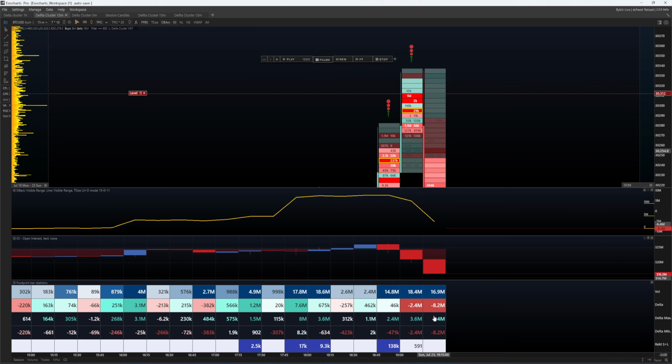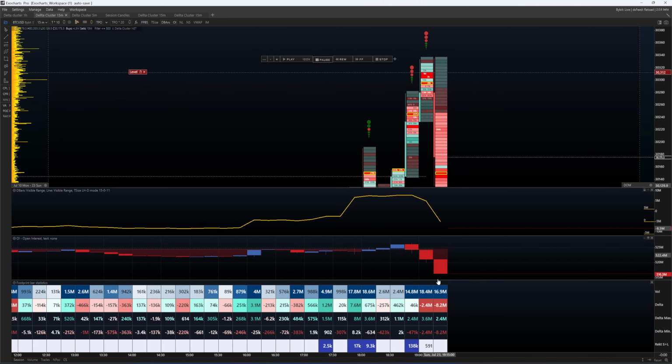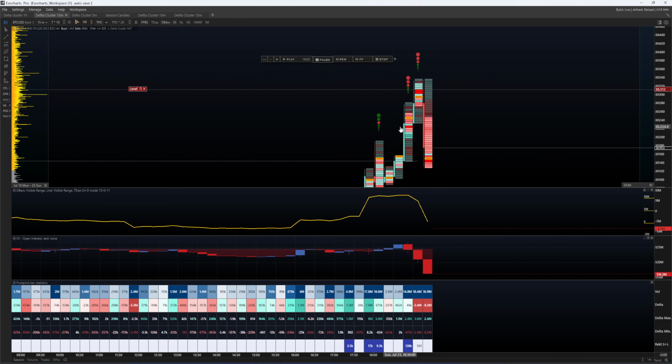Next candle again, minus 8.2 million negative finalized delta where it ended. But within that candle, it still spiked up to 2.4 million positive delta. And the candle's now all the way down here. Necessarily, all these people, the 3.6 million, 2.4 million, all that positive delta is essentially trapped up there. Therefore, that triggered my short trade. I'm still in this short trade now.